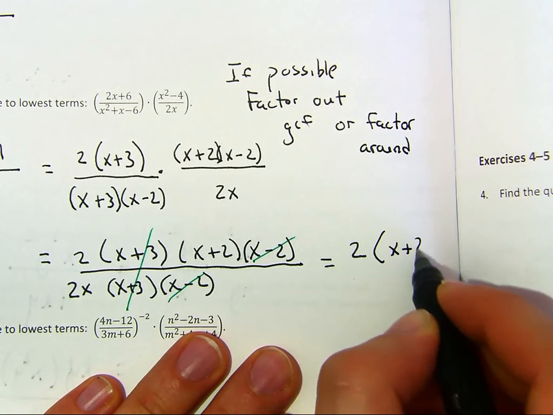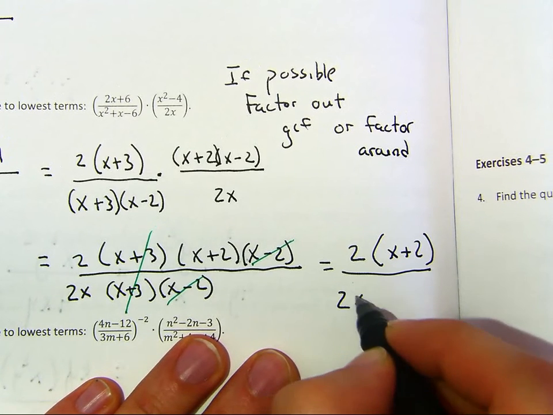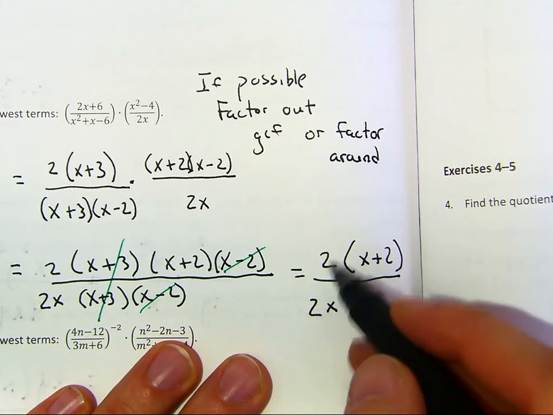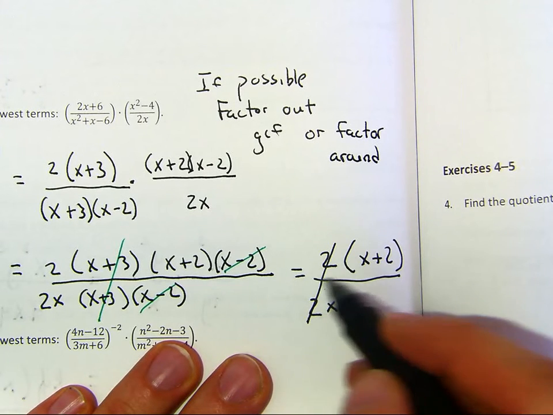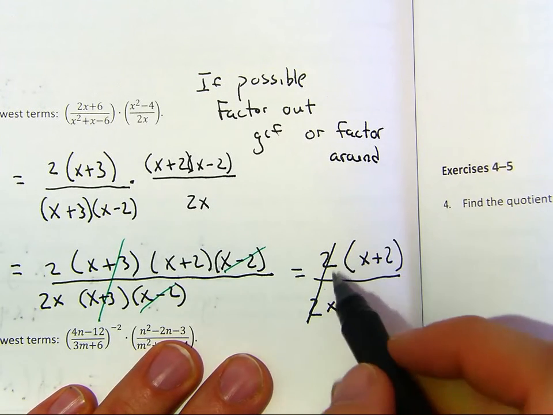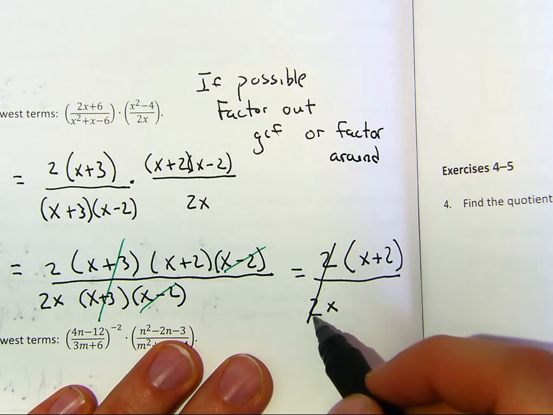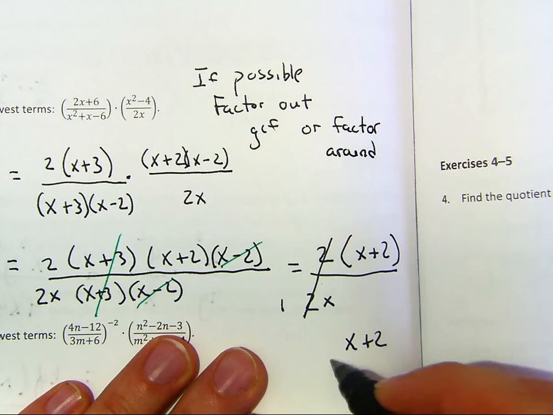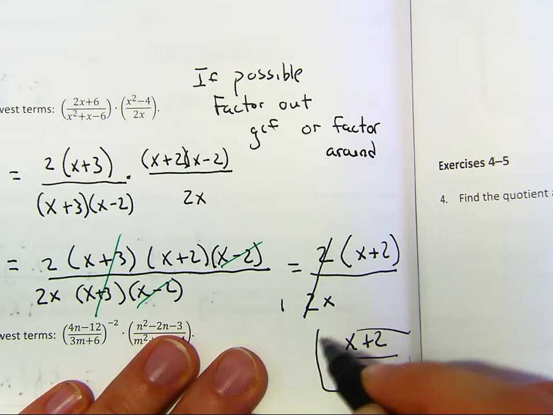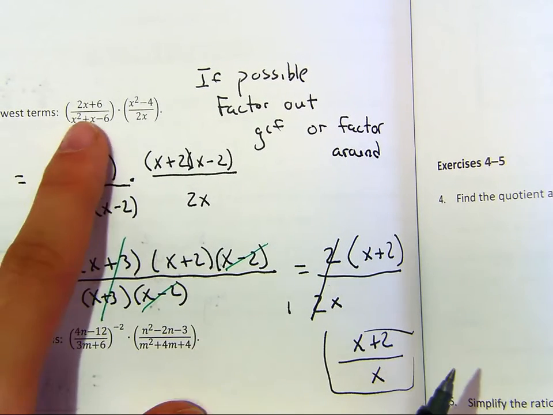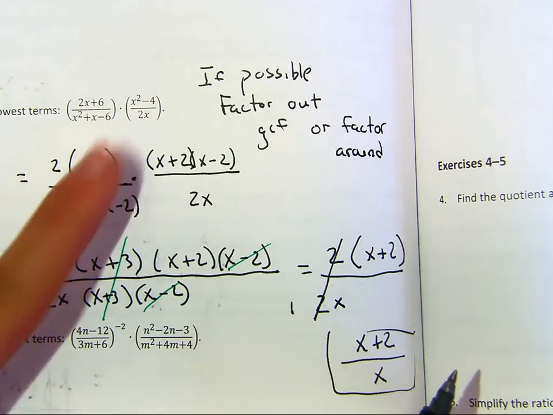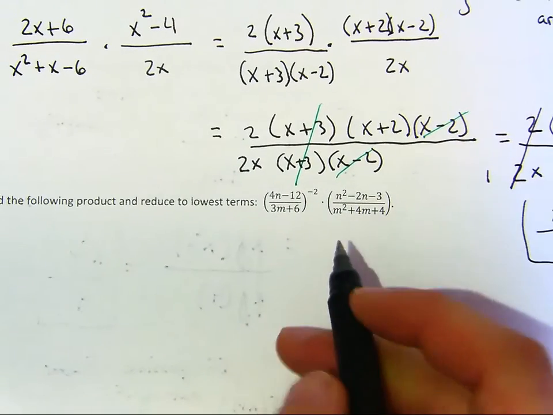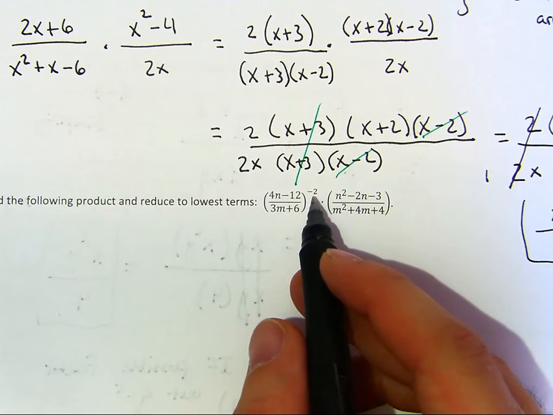Let's just rewrite it again real quick. So here, I have 2 times x plus 2 over 2x, right? And here, yes, you can cancel the 2's. I just wanted to show it again just so you don't feel too confused, because 2 divided by 2 is 1, right? So you're just left with x plus 2 over x. And that is a simplified version when you multiply these two rational expressions, right?